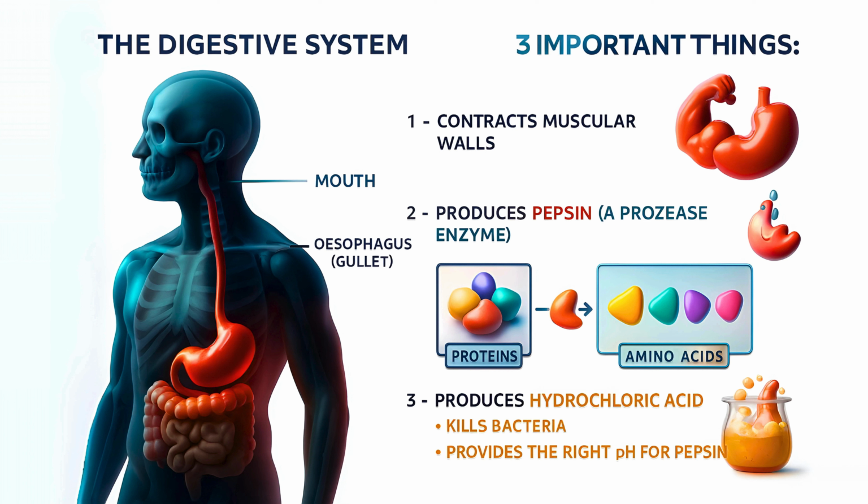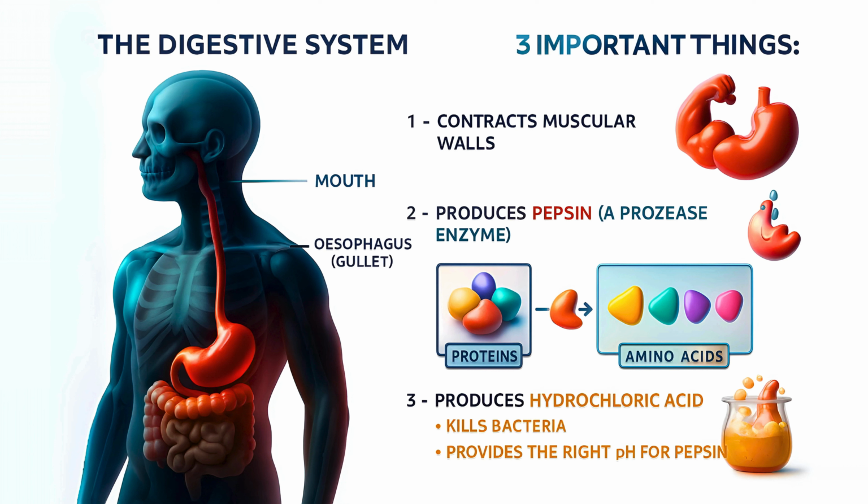Once in the stomach, three important things happen. First, the muscular walls of the stomach contract to churn and mix the food with digestive juices, helping to break it down further. Second, the stomach secretes pepsin, which is a protease enzyme that begins the breakdown of proteins into amino acids. Third, the stomach produces hydrochloric acid, which not only kills harmful bacteria that may have been ingested with the food but also creates the ideal acidic environment for pepsin to work effectively.